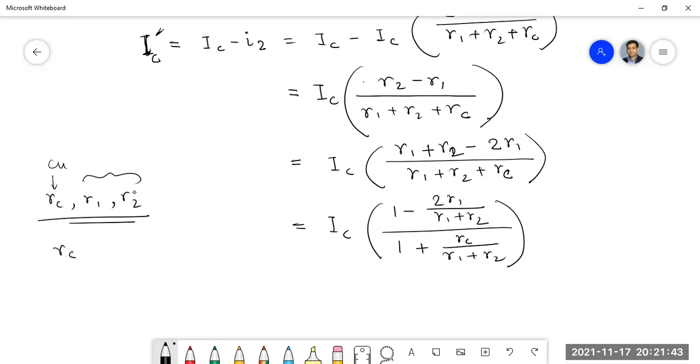So that means RC is quite small compared to R1 plus R2, and for the time being, if we neglect the denominator part given by RC by R1 plus R2, we are left with only the numerator part, isn't it? Understood on what ground we are neglecting the denominator?